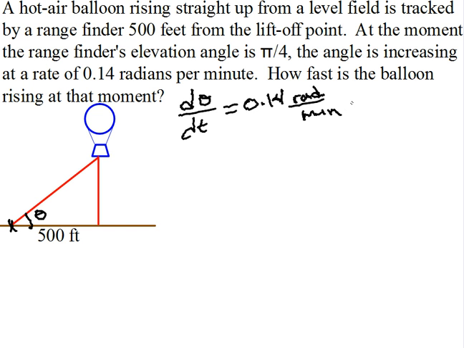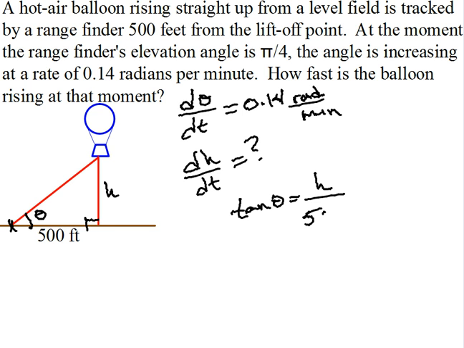And we want to know how fast the balloon is rising at that moment. So if it's rising, and we call this height h, we're looking for dh/dt. That's what we want to know. So we need an equation that relates our known and unknown. We have a right triangle here, knowing that this is a right angle. It's a level field, and it's rising straight up, so it's perpendicular to the ground. And we want to look at how our angle, h and 500 are all related. That's going to be tangent of theta is equal to h over 500. That's the equation we're going to use.